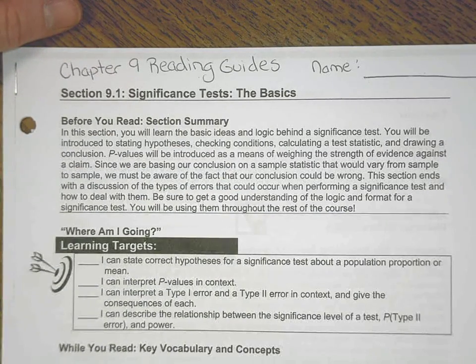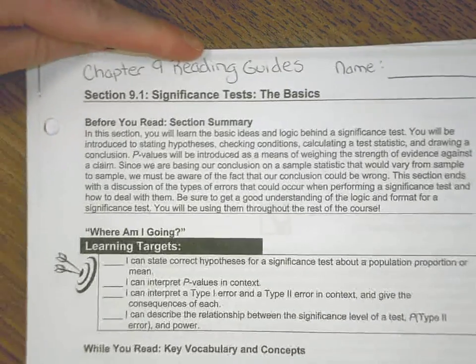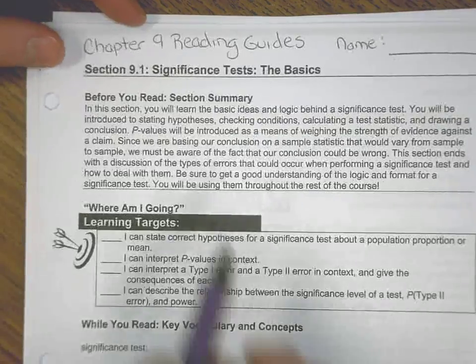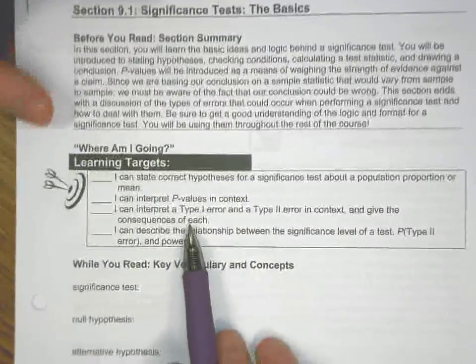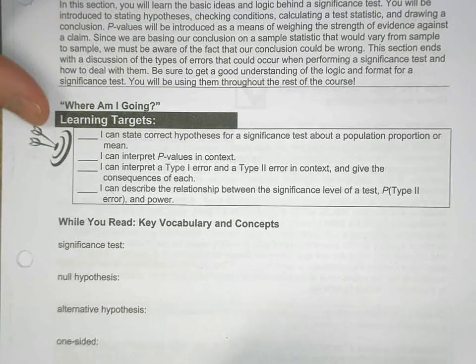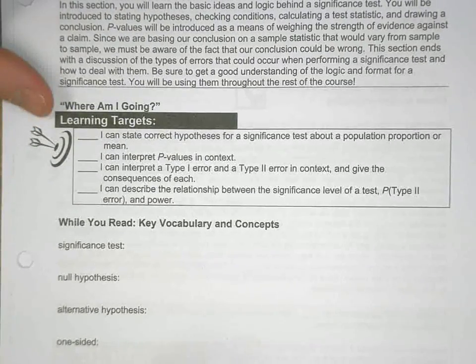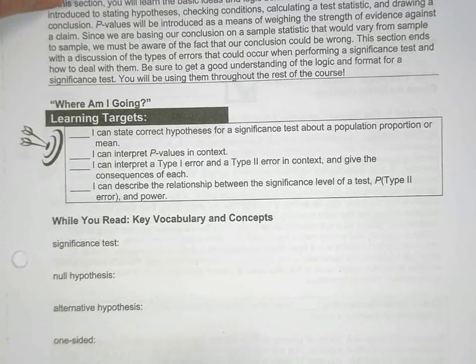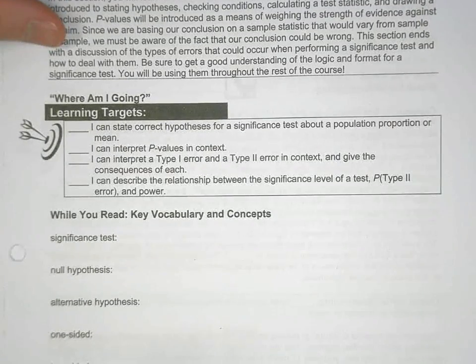Okay, for this recording, I decided that I'd go through the Chapter 9 reading guides. I know basically this is a lot of new information for you, and it's really important that you grasp it and understand it so that you can teach it to somebody else. So we have our section summary, what it's about, and learning targets, what you want to be able to do by the time you're done reading the chapter. It's really important that you actually sit down and read and understand what the book is trying to tell you.